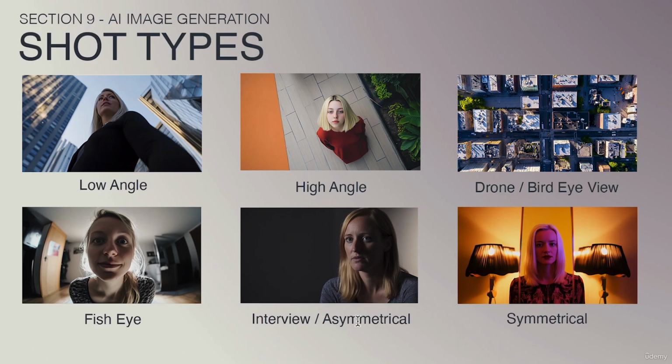Now, the interview or asymmetrical shot is great if you were doing people talking to camera. That's often putting them over to the right or the left, looking at camera, as opposed to straight in the middle. And opposite to that is a symmetrical shot. This is a little bit Wes Anderson and strange and quirky with the lighting and the symmetrical lights, but these are kind of the opposite of each other.